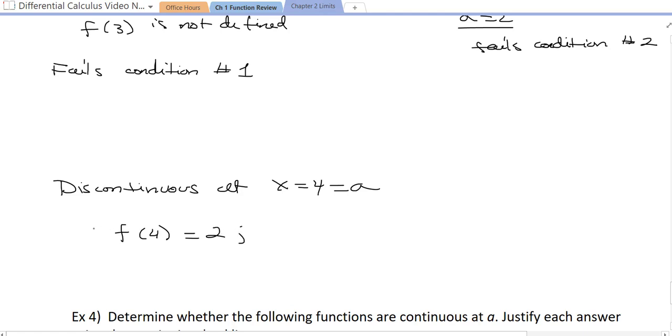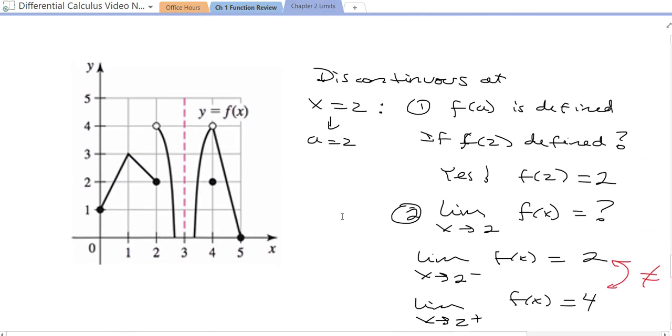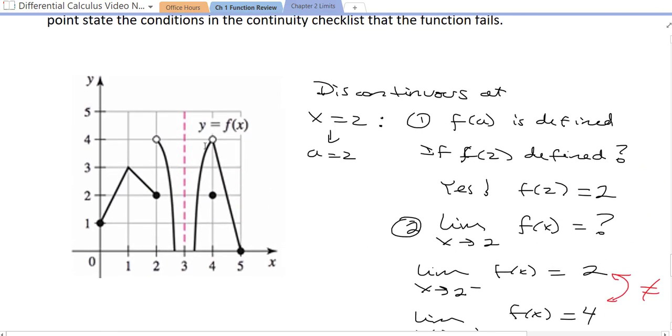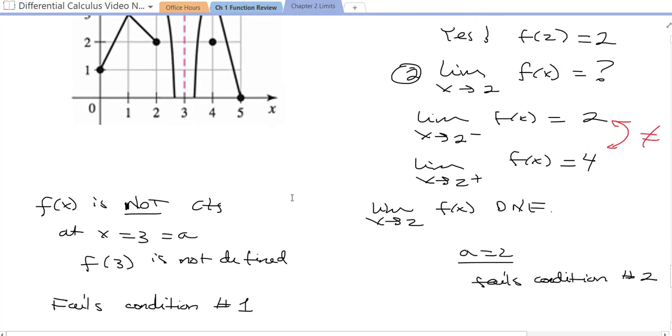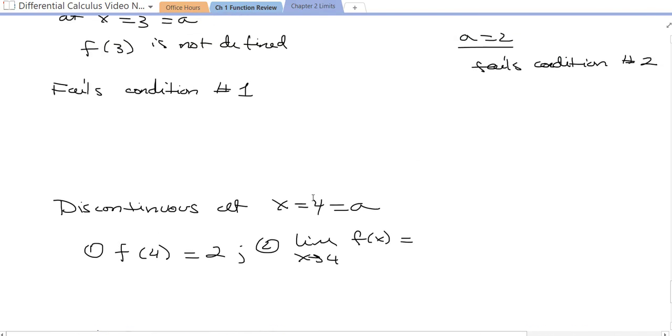Then what about, so that's condition number 1. Condition number 2 is the limit as x goes to 4 of f of x. Does it exist? We look at the left-sided limit and the right-sided limit. It is going to the same place from the left and the right, so the limit is 4. So that works. The limit does exist, the limit is 4.